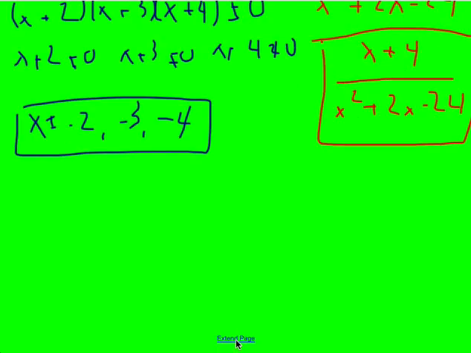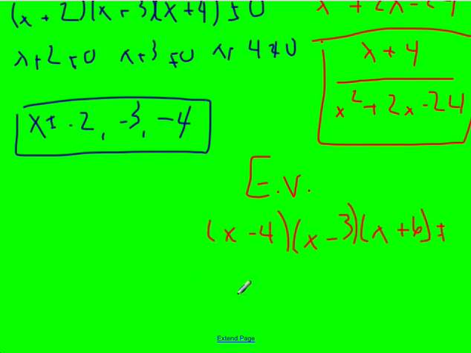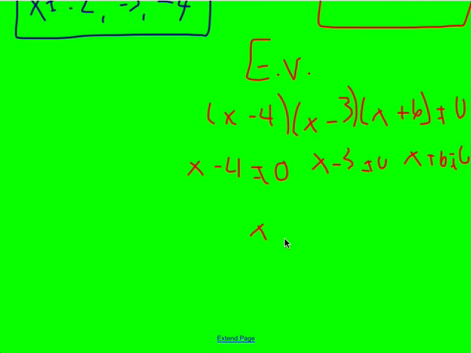The last thing I need to do is calculate out my excluded value. So I'm taking x minus 4 times x minus 3 times x plus 6, and I'm saying that that cannot be equal to 0. So each of these factors cannot be equal to 0. And now we're going to solve for x. So on the first one, we're going to add 4 to both sides. So we get that x cannot be 4, 3, or negative 6.